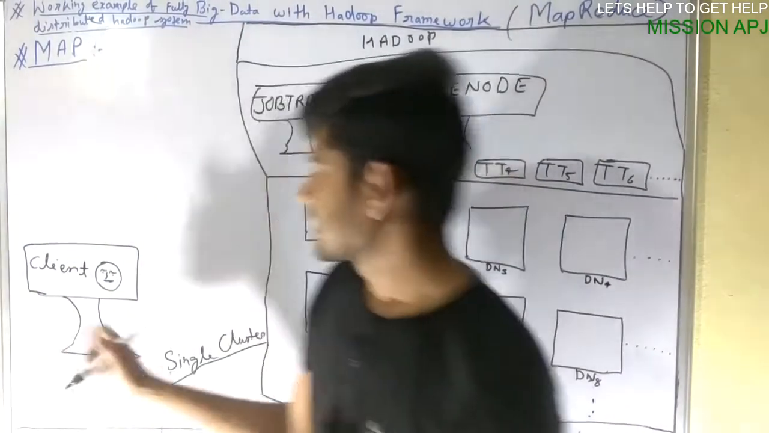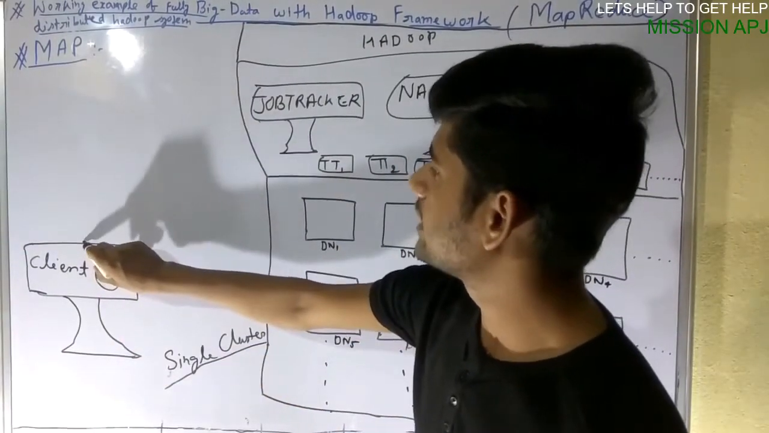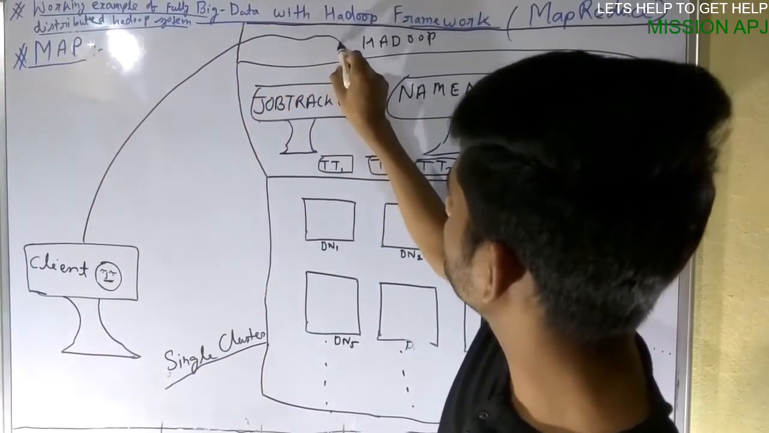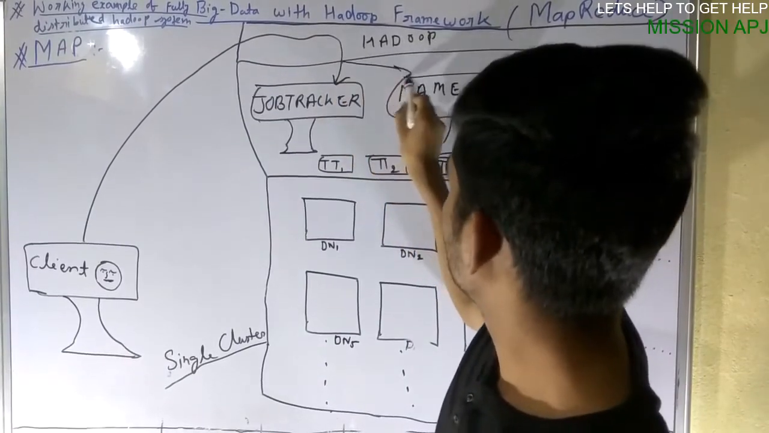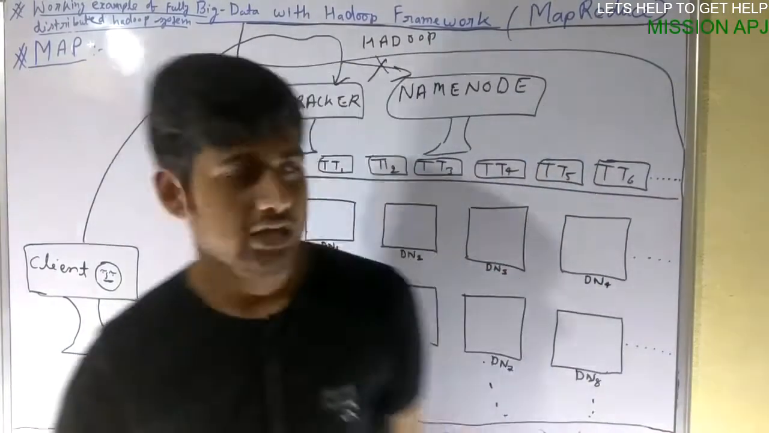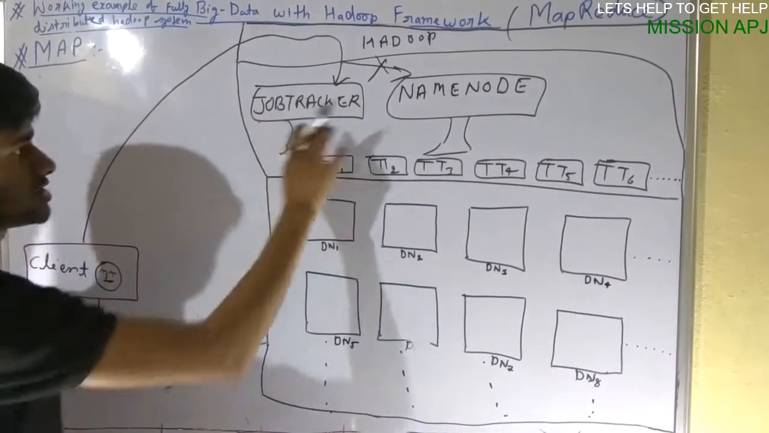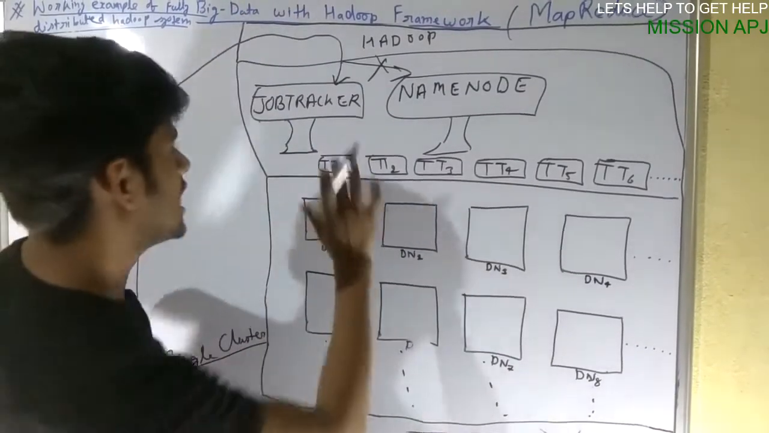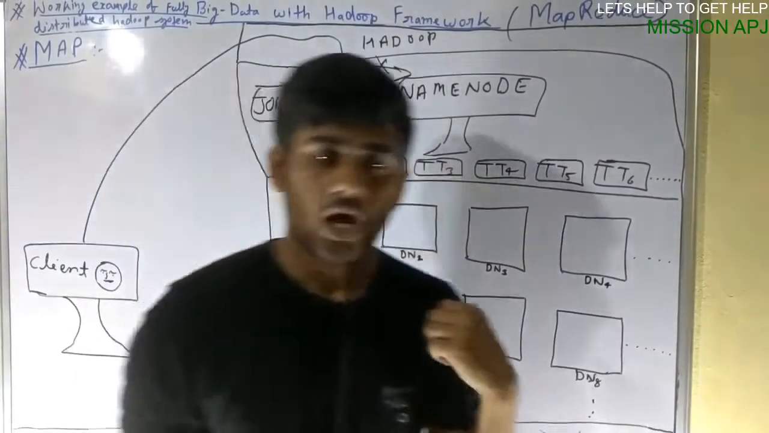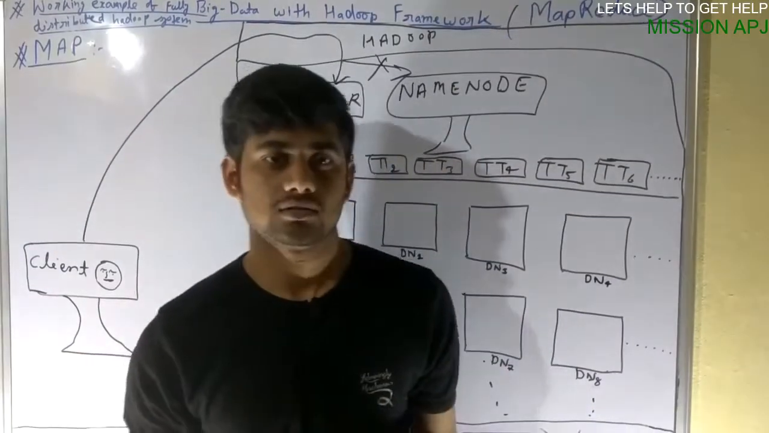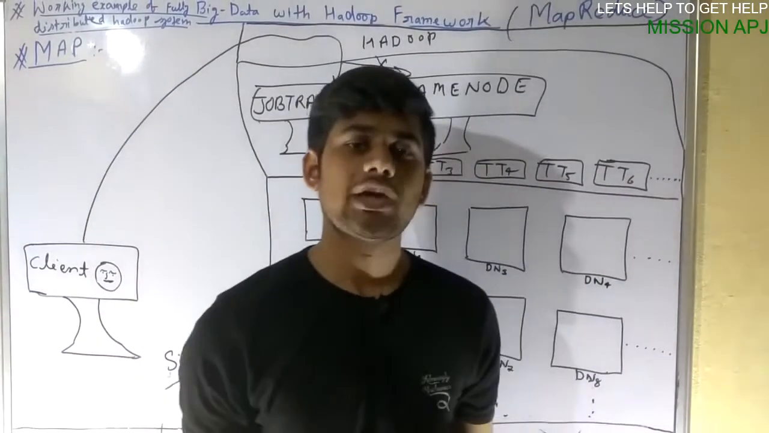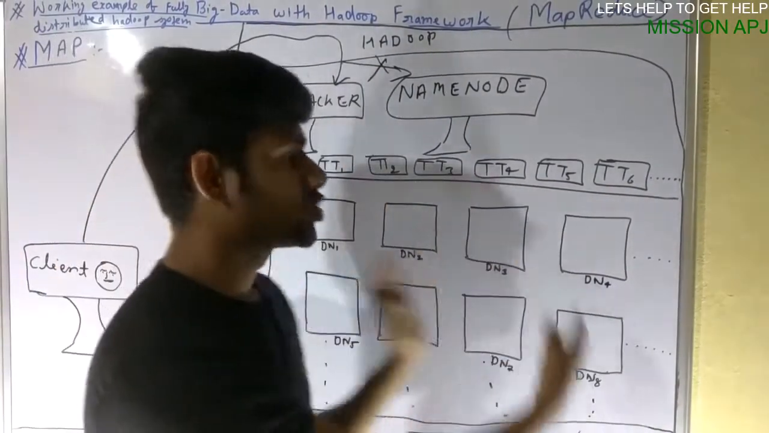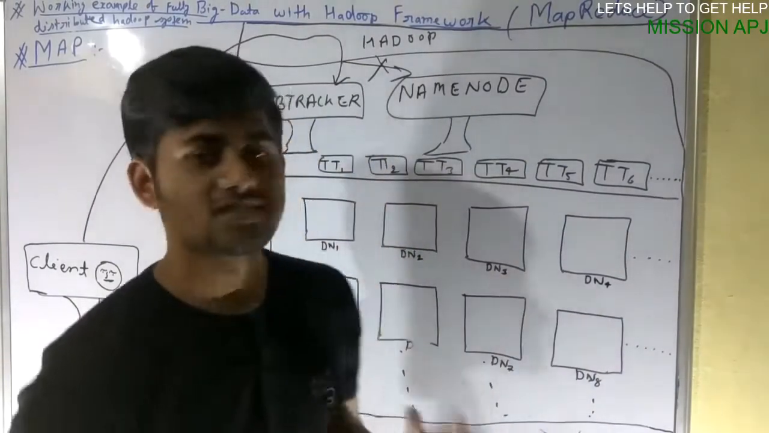Now the client queries something, and that query goes from Hadoop to the job tracker. Mind it, it does not go to the name node. It goes to the job tracker first, through the Hadoop system. Now the job tracker understands on what data the query needs to be run, but it does not know at which place the data is stored.